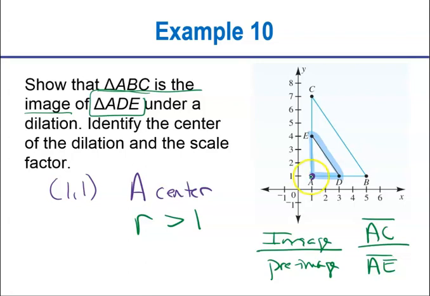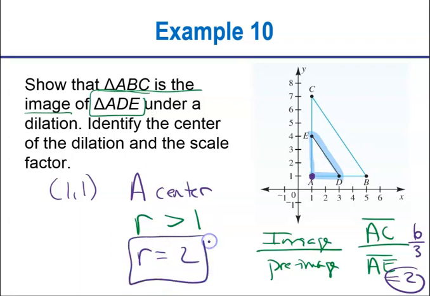AC is how long? Well, let's count. We're starting at 1 and it goes up to 7. So that's 6 units long, or you just count them 1, 2, 3, 4, 5, 6. So my AC is 6. And my AE value, 1, 2, 3 units long. And that gives us 2. So our R value is equal to 2.